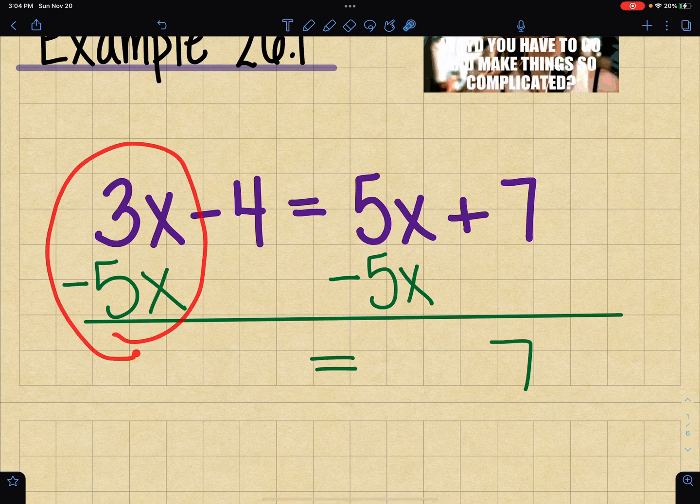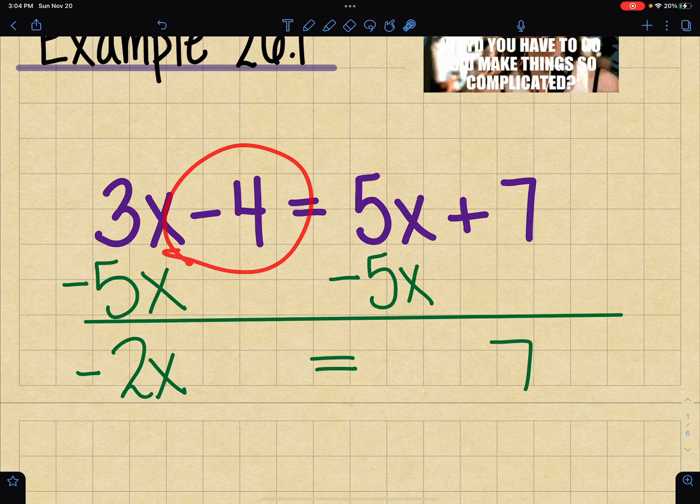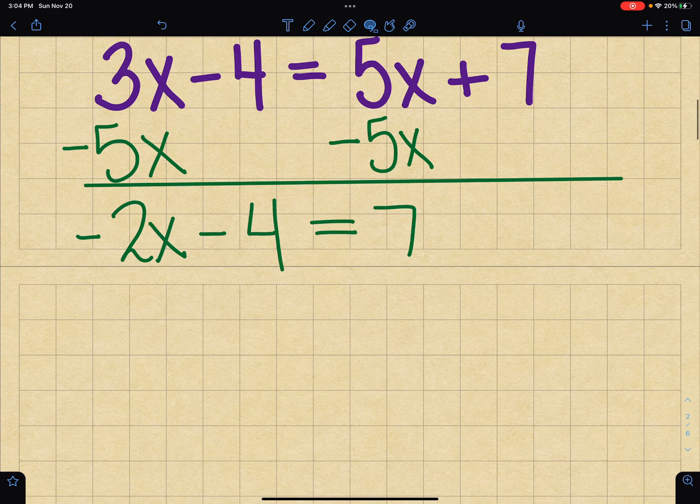So 3x minus 5x is negative 2x. And then this one, I didn't do anything to that, so I'm just going to bring it down. So negative 2x minus 4 is equal to 7. That's what we're left with. And that's easy because that's like the ones we've been doing so far, right?